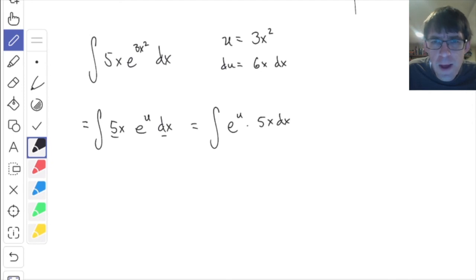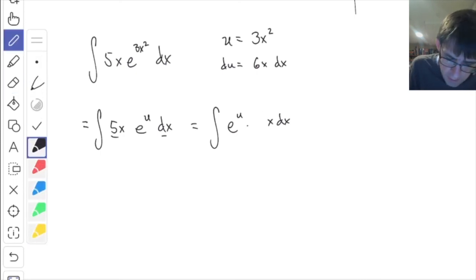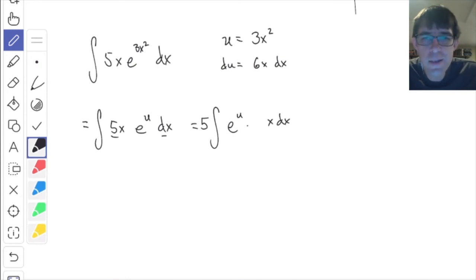Actually, I don't mind the 5 so much. The 5 is a constant which can be removed from the integral. Would you mind if I do that, actually? There's no sense in carrying the 5 around on the inside, because a constant multiple can always be pulled all the way out of the integral.